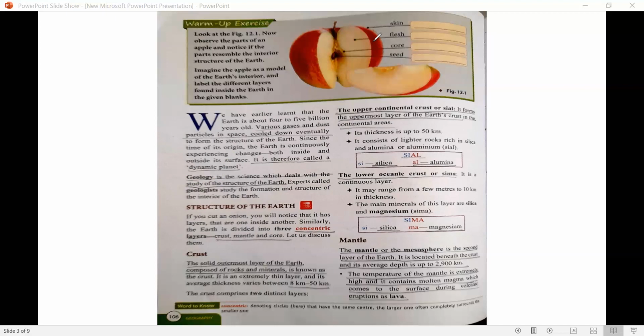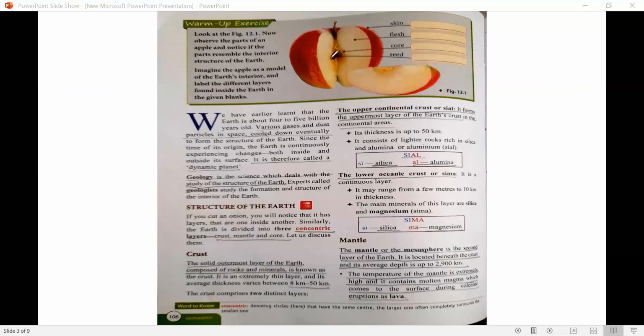Similarly, the earth is also divided into three concentric layers. Now, what is concentric? Many people may wonder. It is not to concentrate on one thing. Concentric means circles that have the same center, and the larger one often completely surrounds the smaller one. If you have seen an onion, it has layers, circles like that and that, and so on.